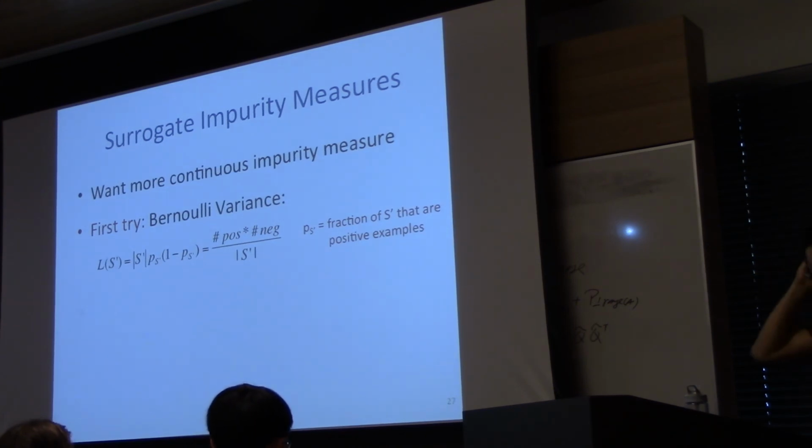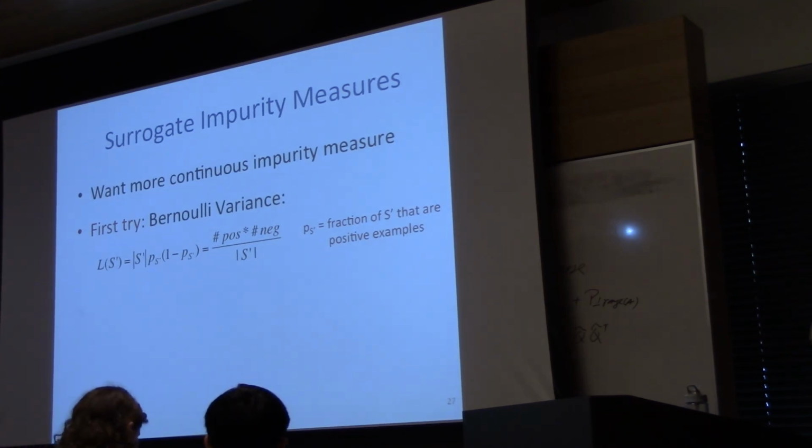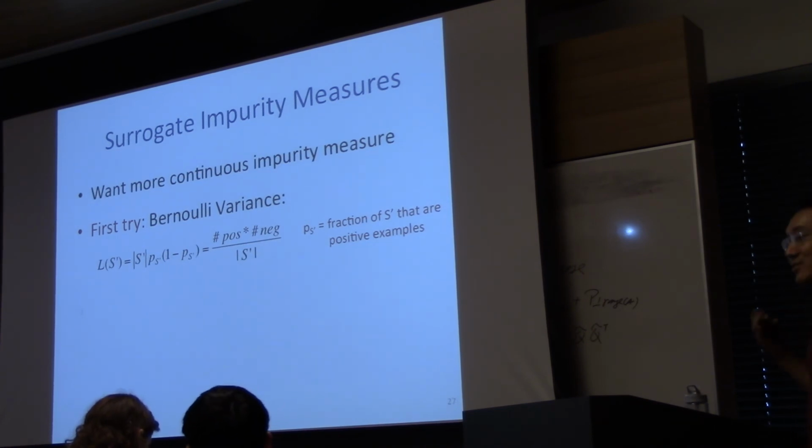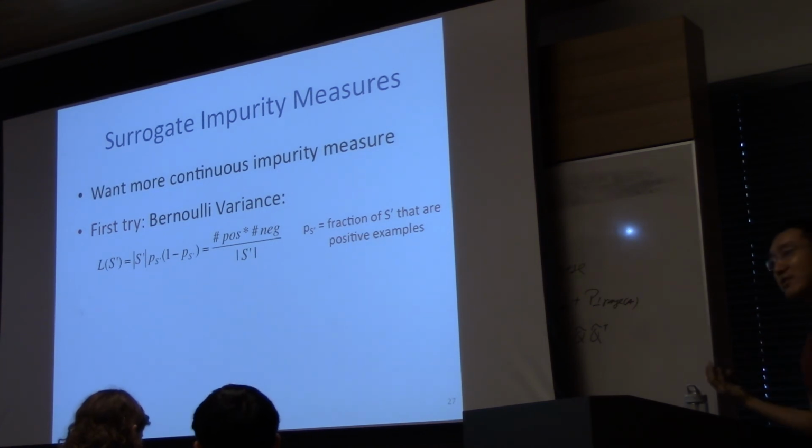So, just like in the linear model case, we're going to look at surrogate impurity measures, which are somehow more continuous and therefore can model the fact that even if our accuracy isn't going up at the moment, somehow the quality of the tree is getting better.